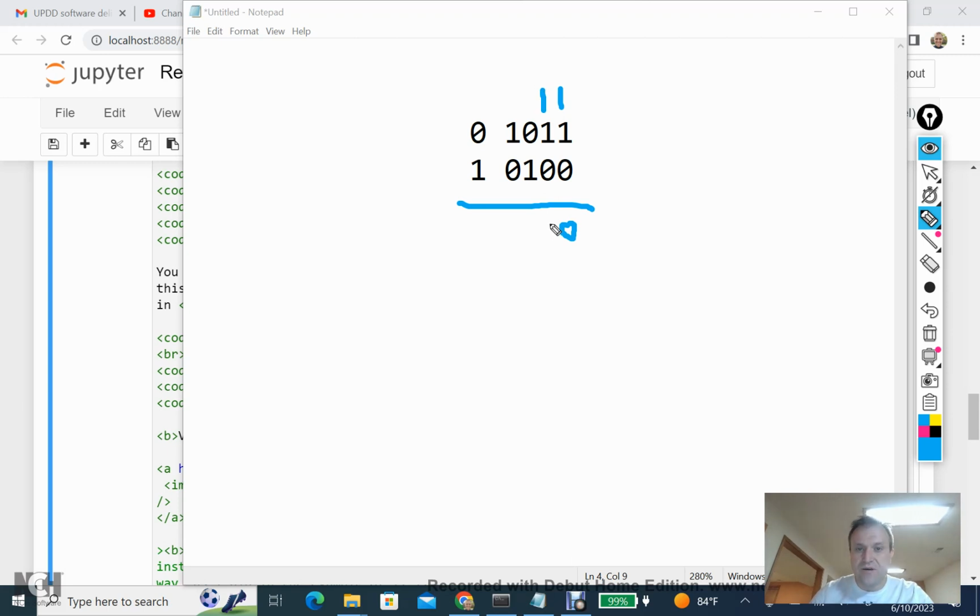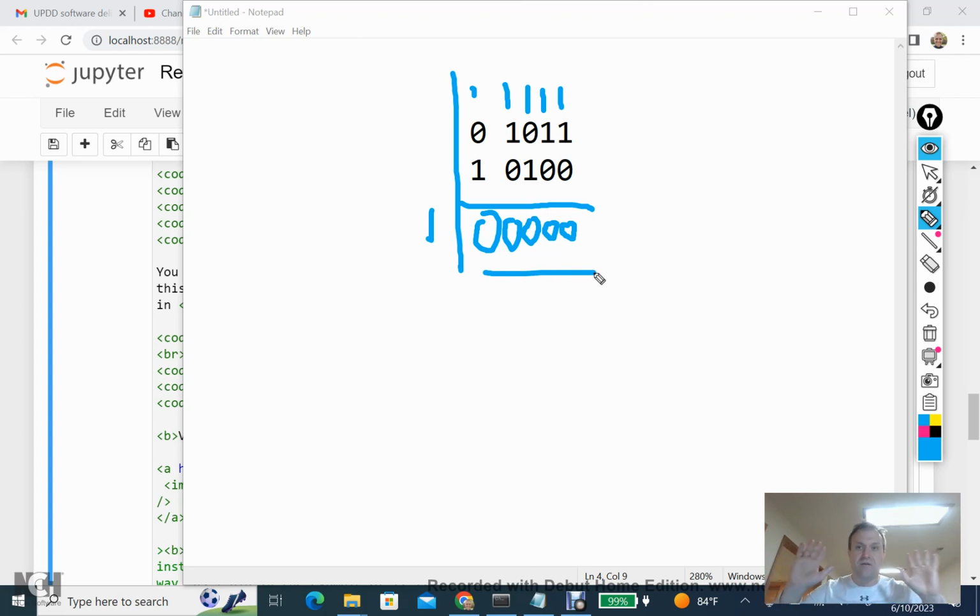So we have 1, 1, 0. Carry 1, 1, 0, 1, that becomes 0 with a 1 carry, 1, 1, 0, that becomes 0 with a 1 carry, becomes 0, and then we have our overflow. But that's okay because we know, based on what we determined in the reading, that if you have a positive and a negative number and you add them together, you cannot have an overflow where you lose information.